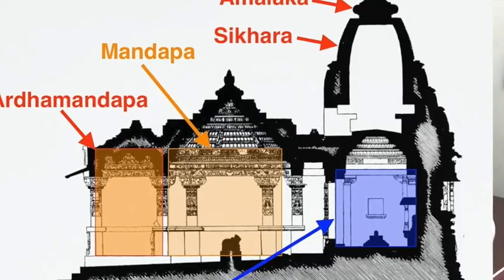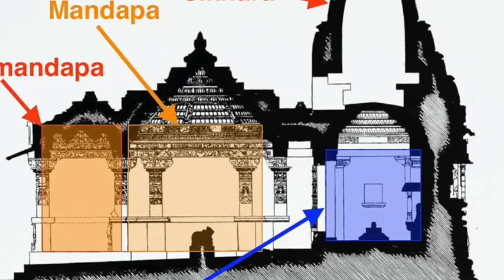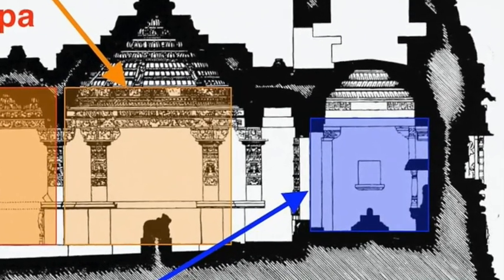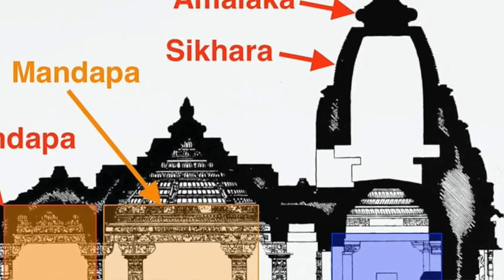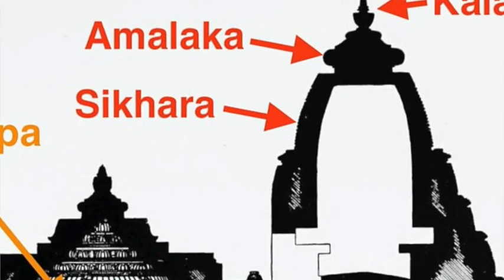You find Antarala. Antarala is between the chamber where the god is and the Mandapa where people are entering to see the god. The in-between vestibule is called Antarala, and then you have Amalaka, which is on top of the Shikara. You have a round-shaped, pizza-shaped structure with ribs on it, and that's called Amalaka. And you started seeing these types of more and more formal structures.